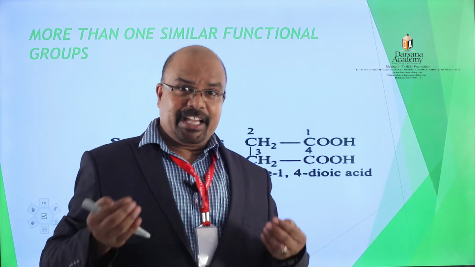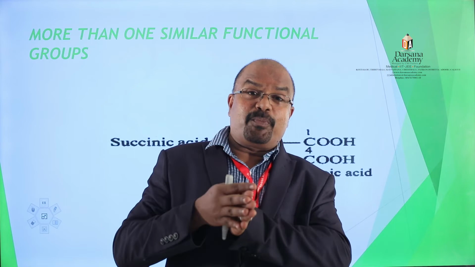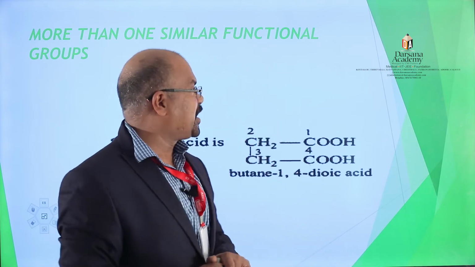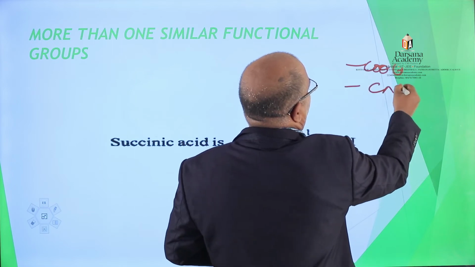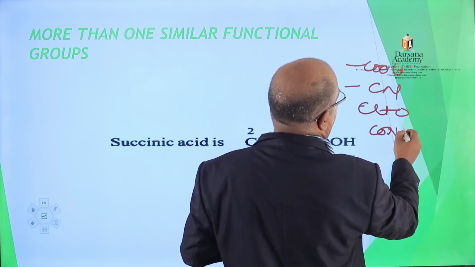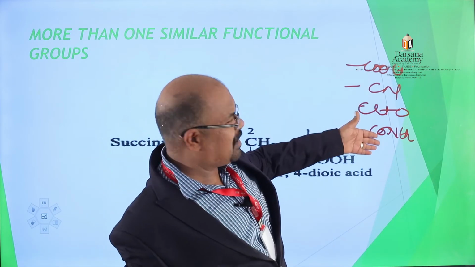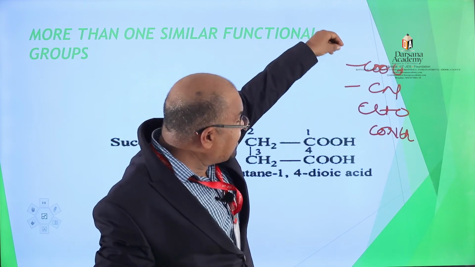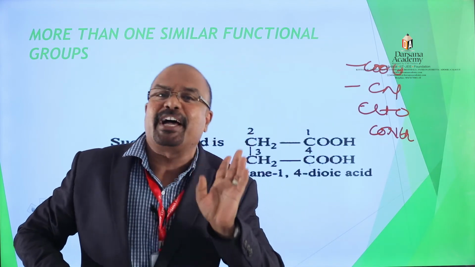The same way, here is the case of a carbon-containing functional group. For example, COOH is a carbon-containing functional group, CN also contains carbon, CHO also, and acid derivatives like CONH2. All these have carbon. If a carbon-containing functional group comes, it should be included in the parent chain.